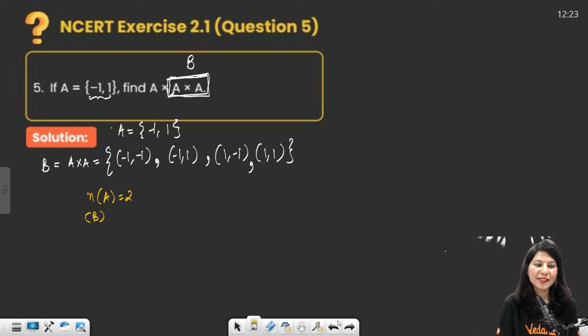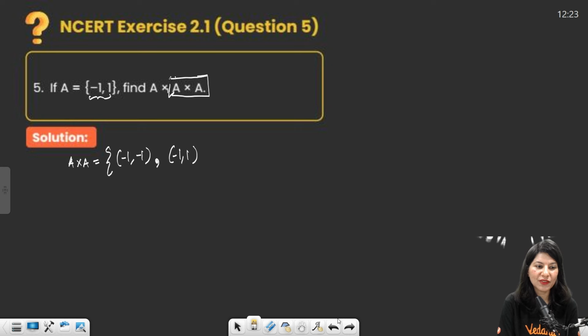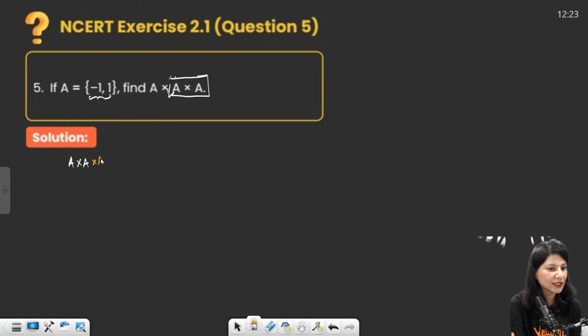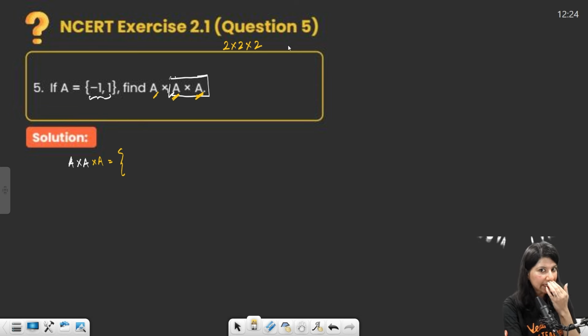Sorry, because A cross A cross A will have ordered triplets. So in one go we can do A cross A cross A directly. It will have ordered triplets, and again 8 elements, basically 2 multiplied by 2 multiplied by 2: 2 from set A, 2 from another set A, 2 from the third, so 8 elements.